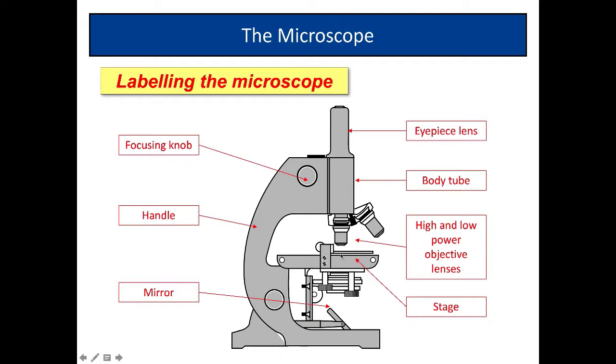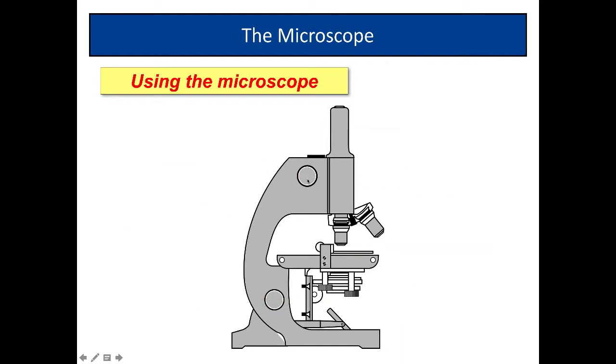This is the stage. So the slide you're going to make sits on top of the stage. Now the mirror: some microscopes have built-in light sources, some have mirrors, and the mirror is used to bounce light. It comes here, bounces there, and comes through there so you can see it clearly. This is the handle here, to carry it with, and this is the focusing knob that you move so you can focus it really clearly. So that's labelling.